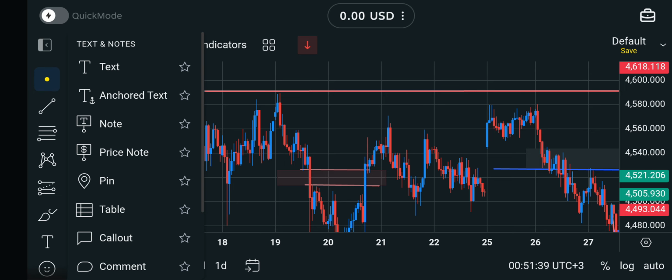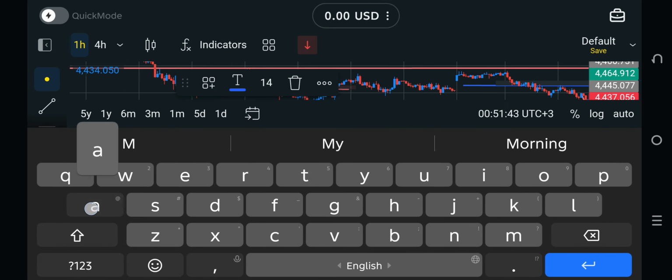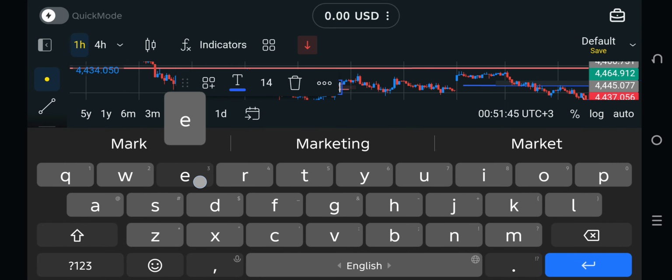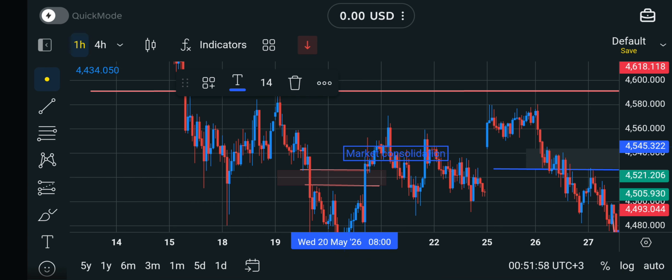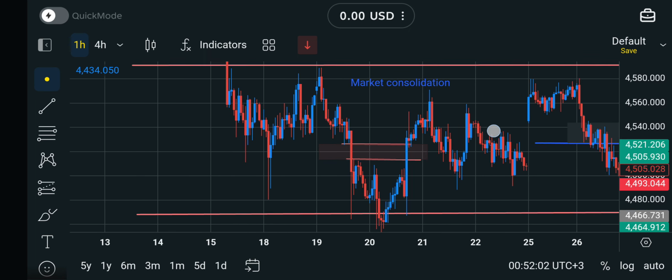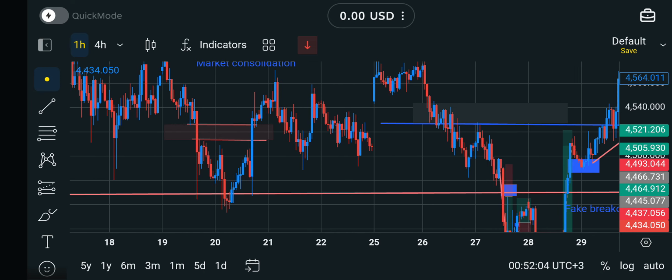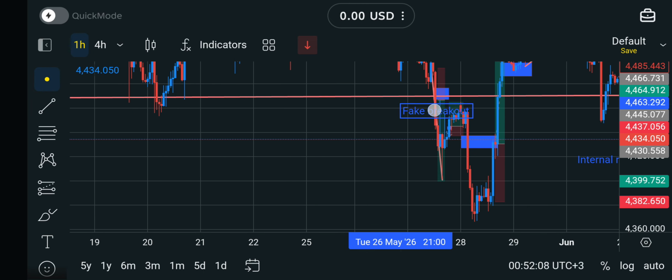We're doing something called liquidity mapping. And now we can see here the market was consolidating. It did a fake breakout. This is a fake breakout.